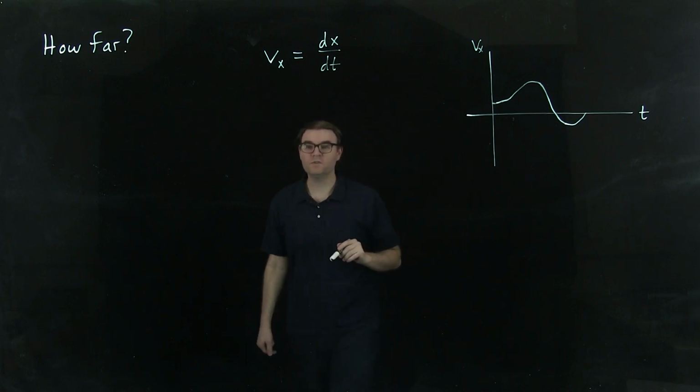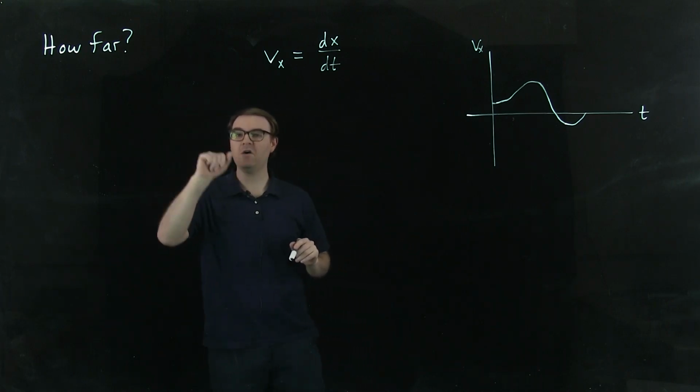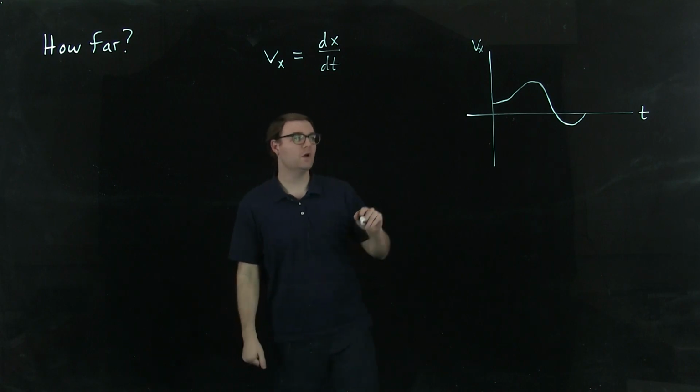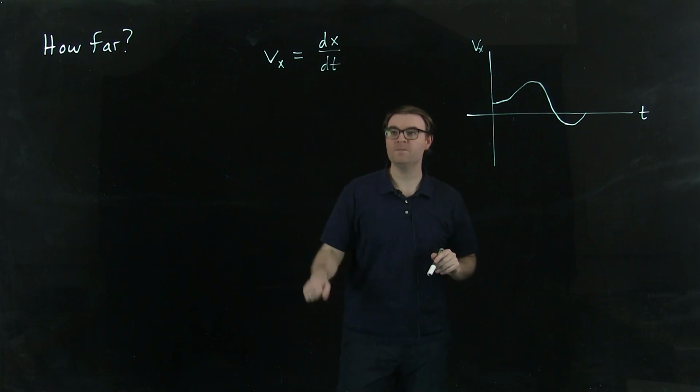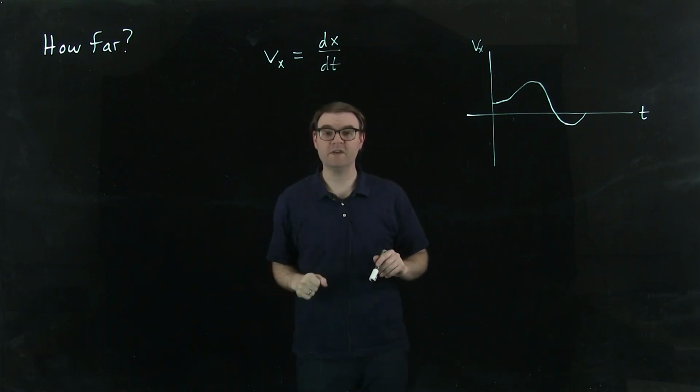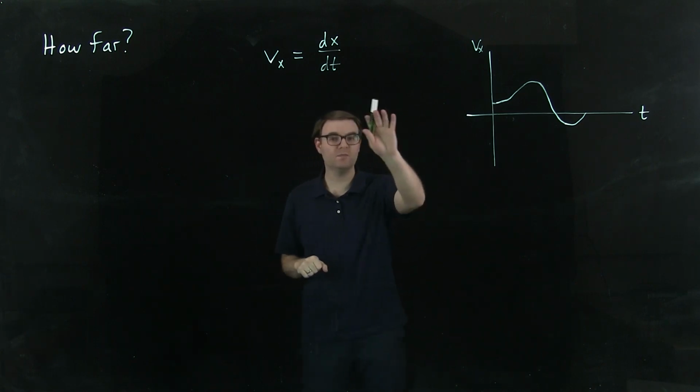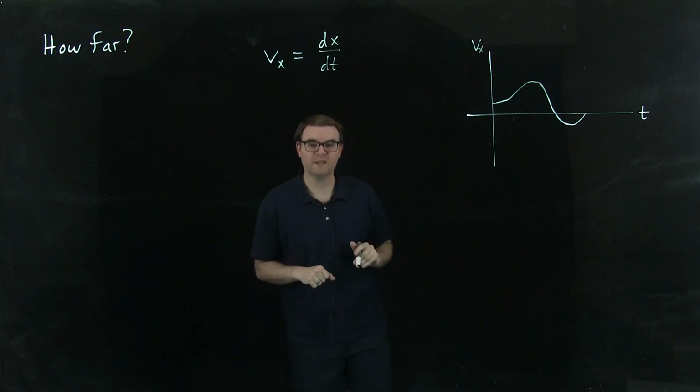Welcome everybody. So today we're going to try to answer the question, how far has an object moved when all I know about it is the velocity as a function of time? And we're going to go ahead and use our definition for velocity and try to intermediate between these two representations.